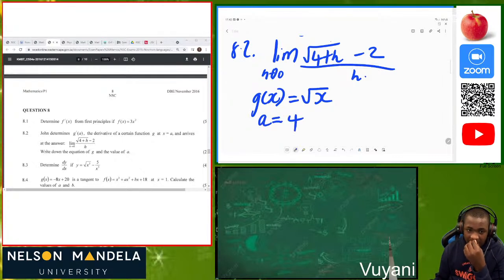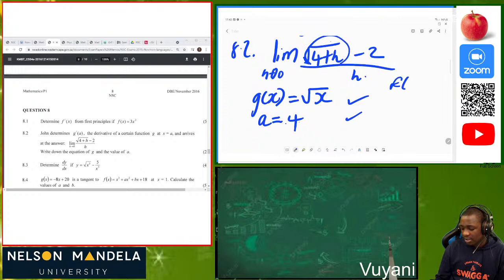If we say g prime of a, g prime of 4, then we'll be able to solve. So these are the two values. g of x is square root of x, and the value of a is 4. Bear in mind, guys, this part, it's f of x plus h. Don't forget that. So the square root of x, then our value of a is this 4, which is that side.